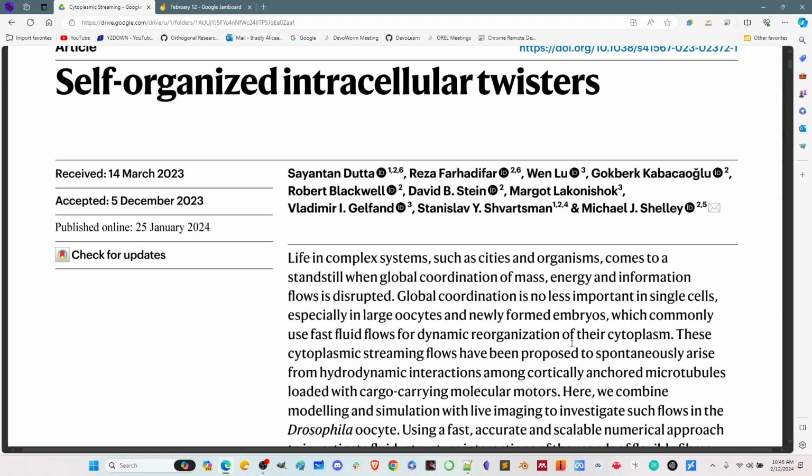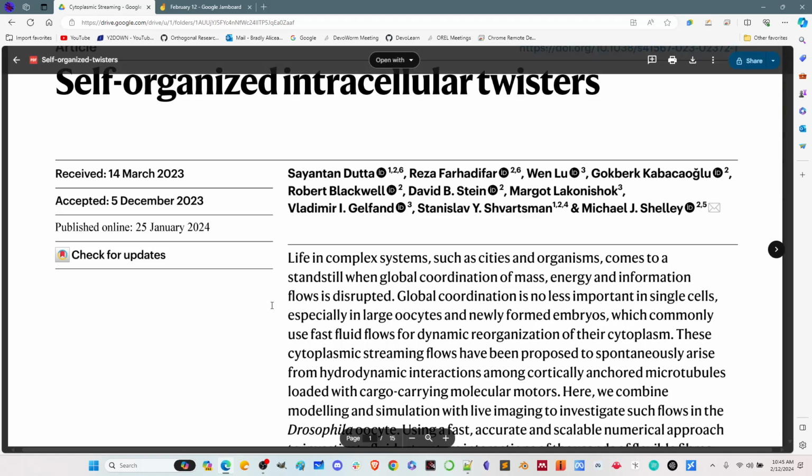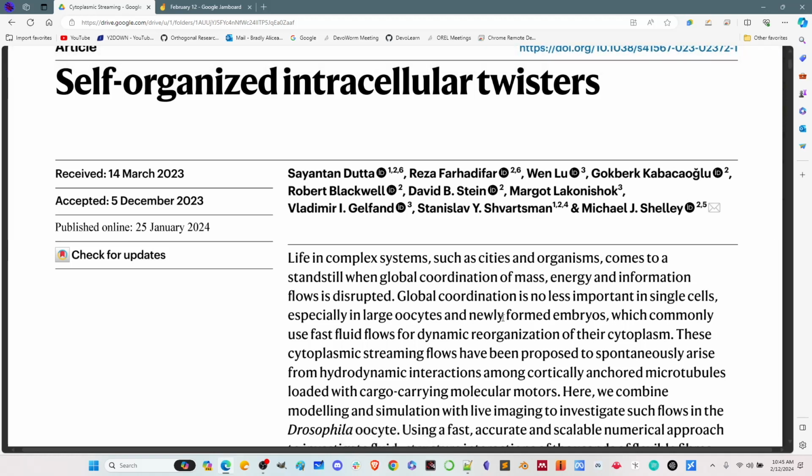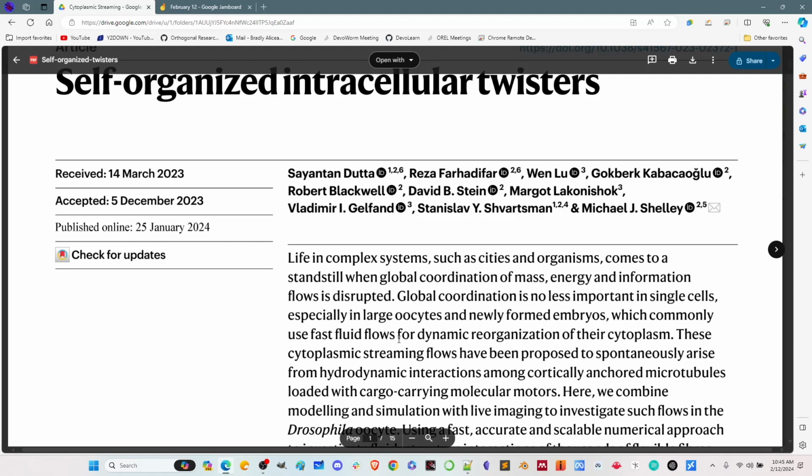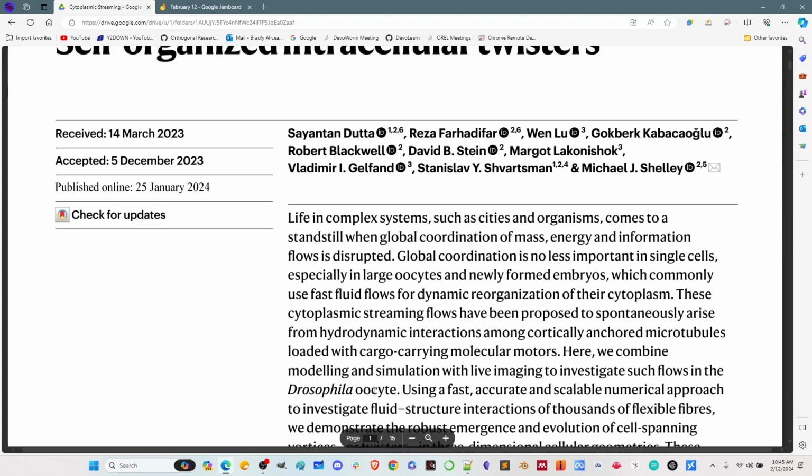So the abstract reads, life in complex systems, such as cities and organisms, comes to a standstill when global coordination of mass, energy, and information flow is disrupted. Global coordination is no less important in single cells, especially in large oocytes and newly formed embryos, which commonly use fast fluid flows for dynamic reorganization of their cytoplasm. These cytoplasmic streaming flows have been proposed to spontaneously arise from hydrodynamic interactions among cortically anchored microtubules loaded with cargo-carrying molecular motors. So they talk about cytoplasmic streaming flows.